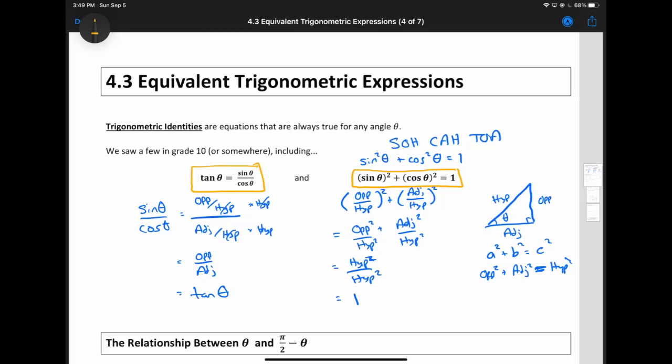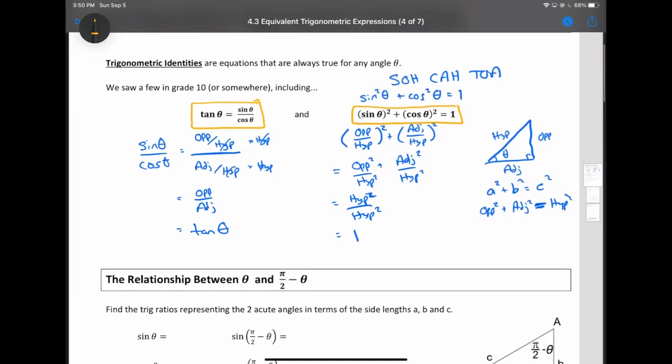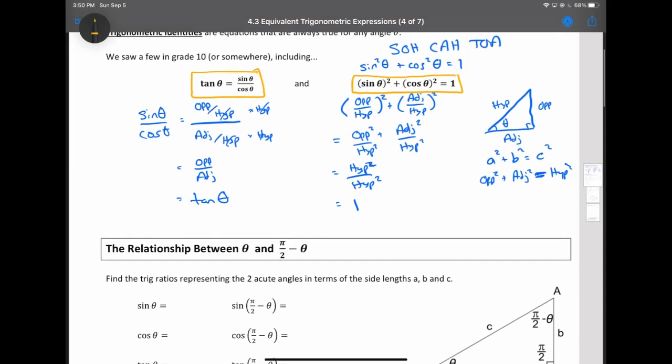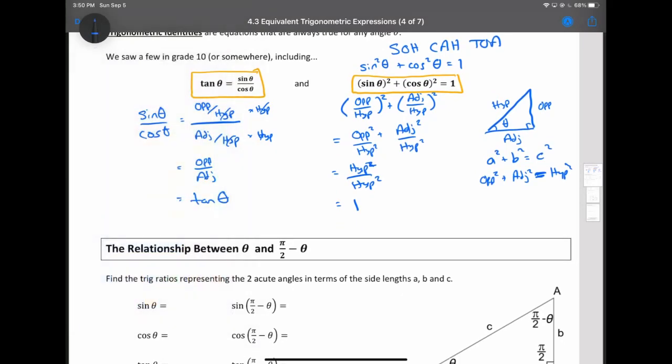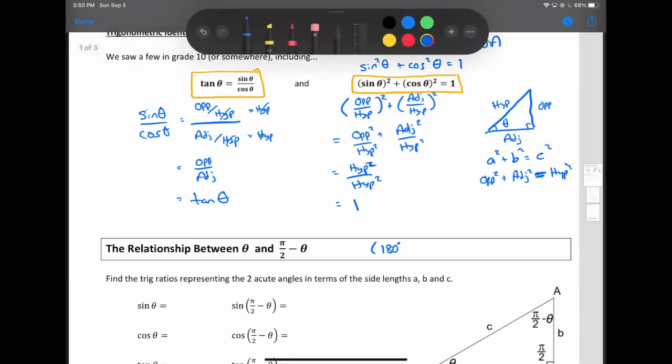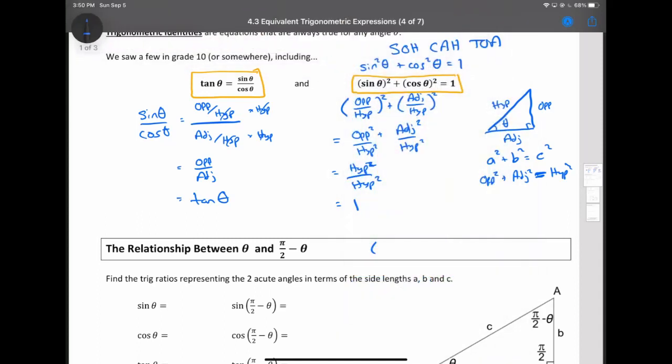Now, the next thing we're going to take a look at is the relationship between an angle and pi over 2 minus an angle. And just as a little reminder, we're going to be using the pi over 2, but that's the same thing as saying 180 degrees. Sorry, not 180. Pi over 2 is 90 degrees. So 90 degrees minus theta.